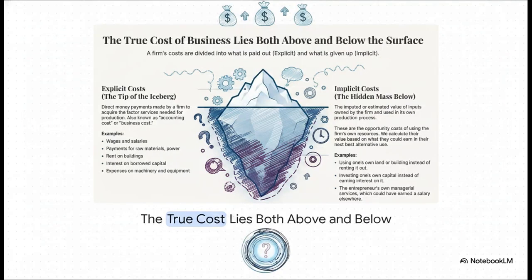The best way to think about this is like a giant iceberg. True economic cost is the whole thing. Those explicit accounting costs, that's just the tip visible above the water. The massive, dangerous block of ice hiding below the surface represents your implicit costs. To get your total economic cost, you have to add both of them together. And there is one very specific implicit cost lurking down there that we absolutely cannot ignore.